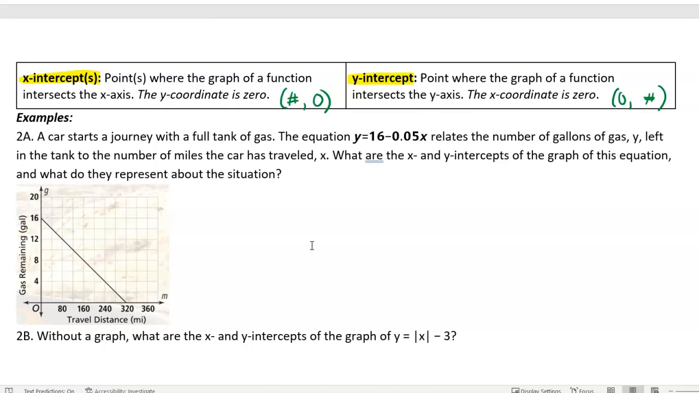All right, let's start with the x-intercept. So the x-intercept here is, again, where it hits the x-axis. So that's the coordinate. Now coordinates, we always use parentheses. So it represents the coordinate where x is 320 and y is 0. That's the x-intercept. And what that means is that in 320 miles, the tank is going to be empty, because x represents the number of miles traveled. The y-axis represents the amount of gas remaining.